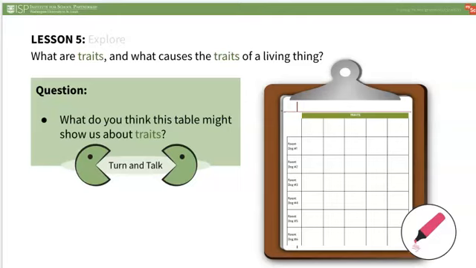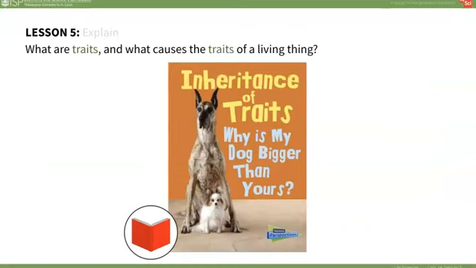Tell students that this is what we call inheritance. There are similarities and differences among parents and offspring, among siblings, and among the dog species in general. In the Explain, read Inheritance of Traits, Why is my dog bigger than your dog?